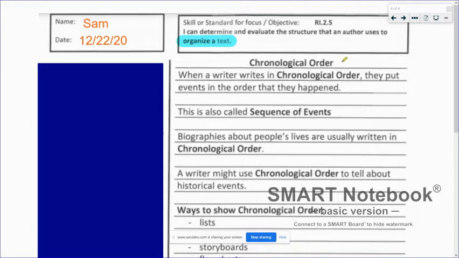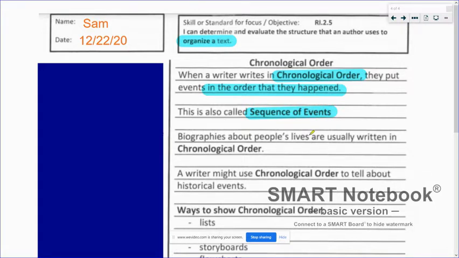So the last type to go over is chronological order. When a writer writes in chronological order, they put events in the order that they have happened. So chronological order just means that they are in the order that they happened. This is also called sequence of events. Okay, similar term, means the same thing.